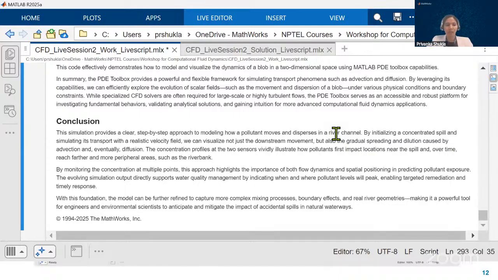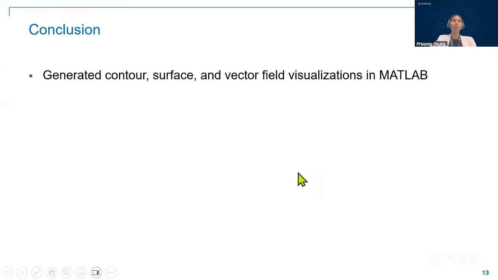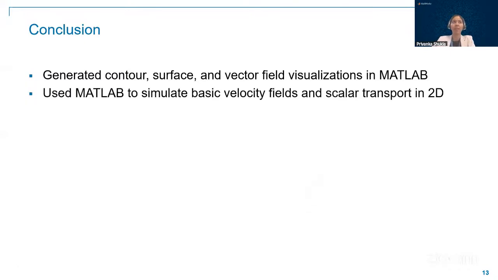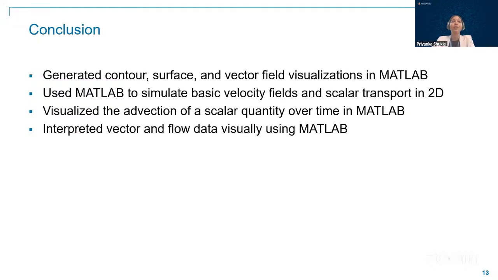So with this, we come to the end of today's session. In today's session, we saw how to generate contour, surface, and vector field visualizations in MATLAB. We used MATLAB to simulate basic velocity fields, scalar transport in 2D, and visualize the advection of a scalar quantity over time. We also interpreted the vector and flow data visually using MATLAB.